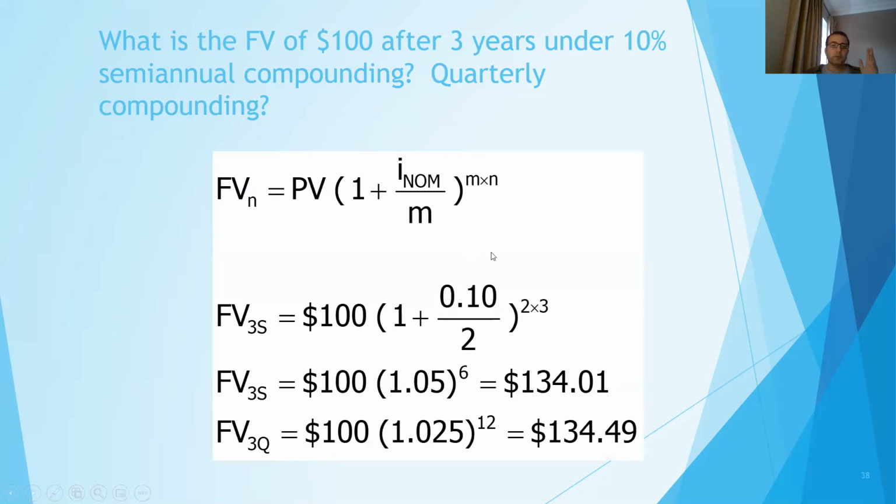Let's calculate it for quarterly. Do it by yourself. If you calculate it quarterly, then 10% should be divided by 4, because we have 4 periods in 1 year. And how many periods do we have in 3 years? 4, 8, 12, right? So 12 periods, and the per period rate should be 2.5, right? 1 plus 2.5% to the power of 12. So please do it by yourself.